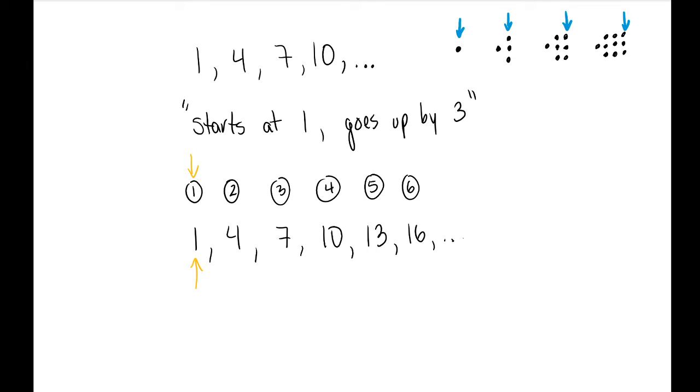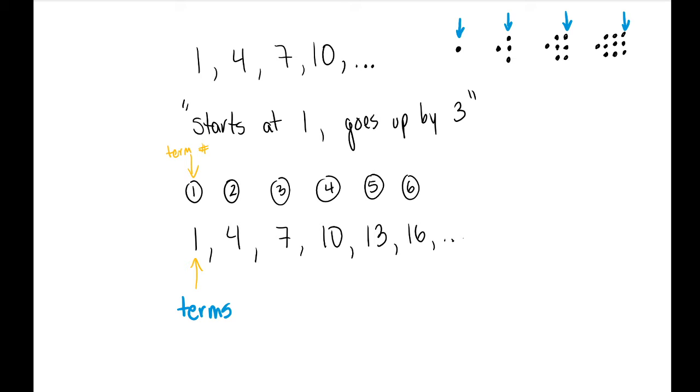And so then it comes down to connecting the two. The vocabulary we use around a sequence is that we refer to each of these items in the list as terms in the list. And this number here that is telling me the position, we would then call the term number.